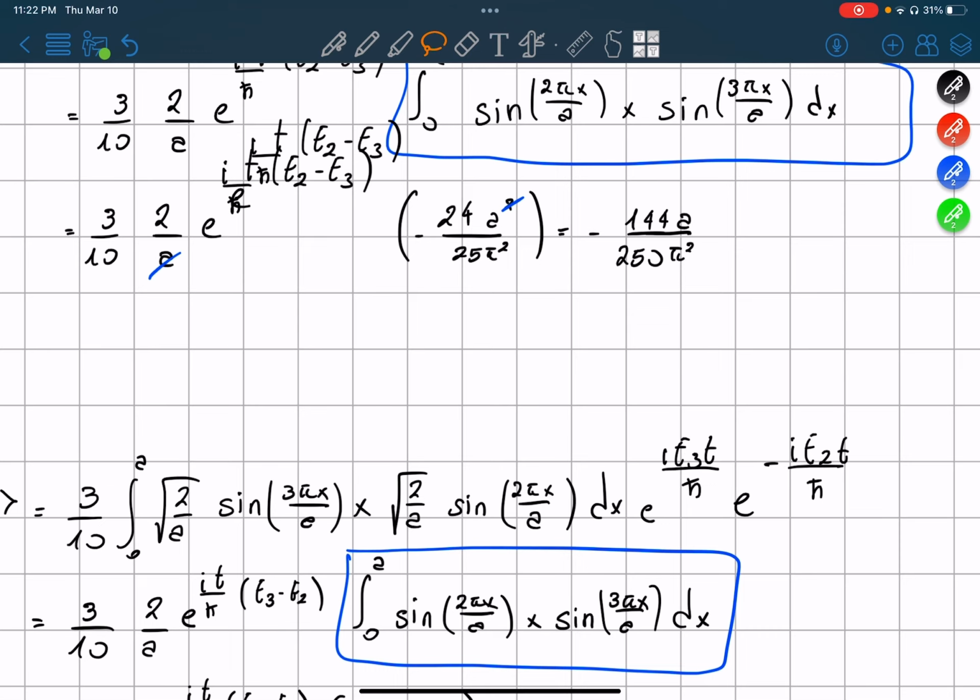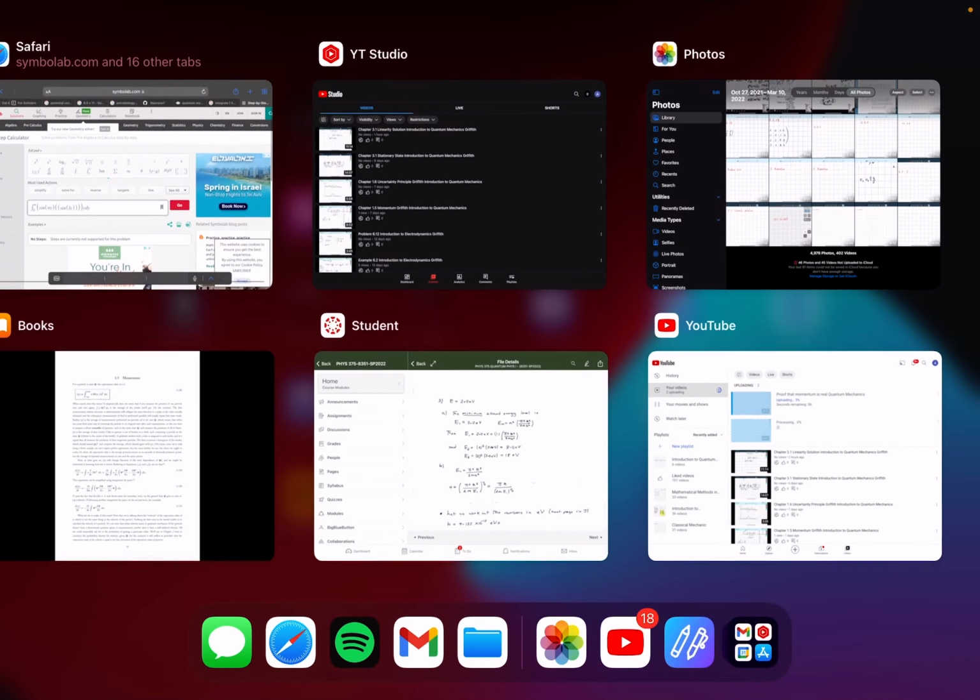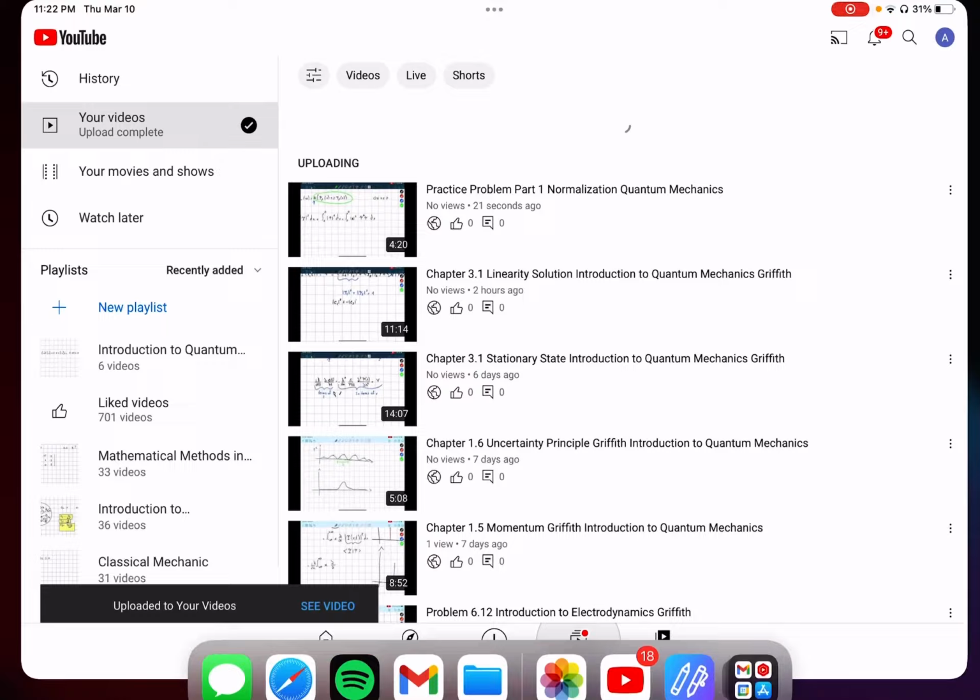Okay. Then the app decided to crash, right when we were about to have fun.